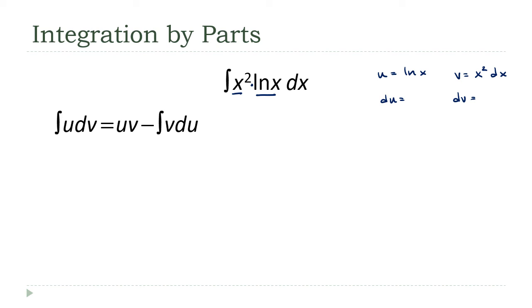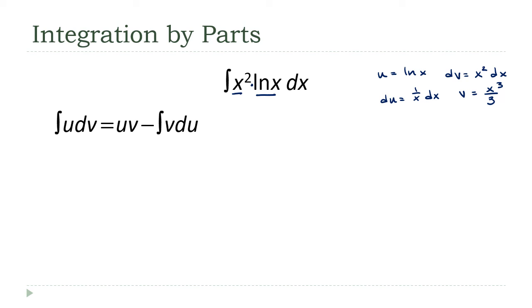If we differentiate the u part, du is equal to 1 over x dx. And if I integrate the v part, excuse me, this isn't v, that's dv. If I integrate this, this is x cubed. V is, I had them backwards. V is equal to x cubed over 3.